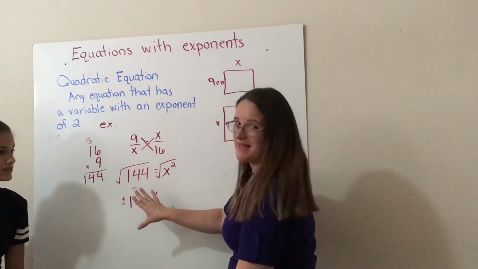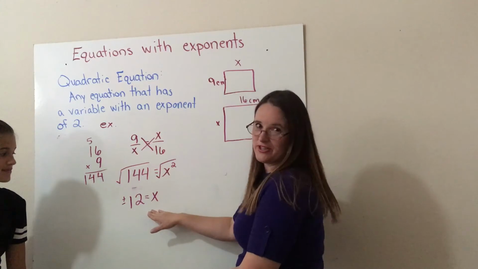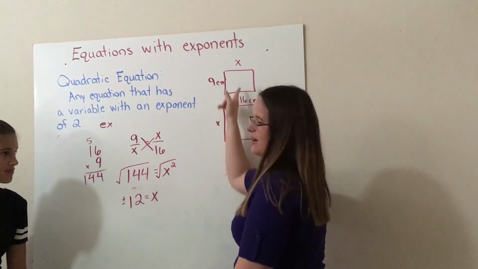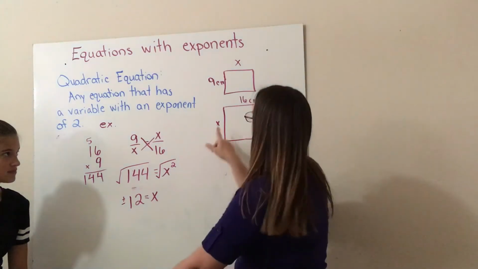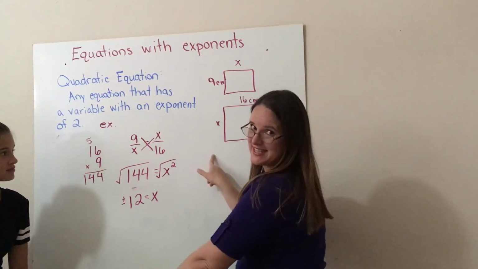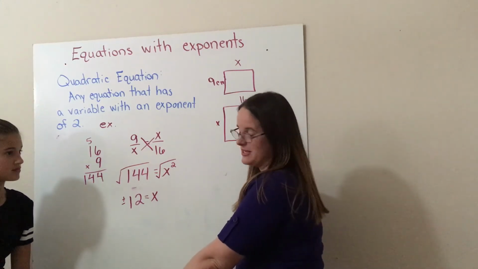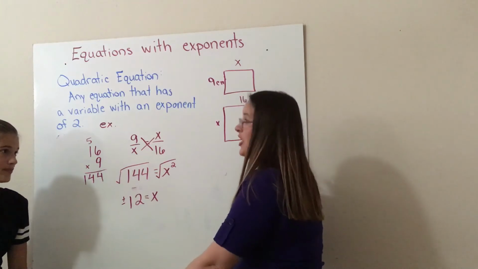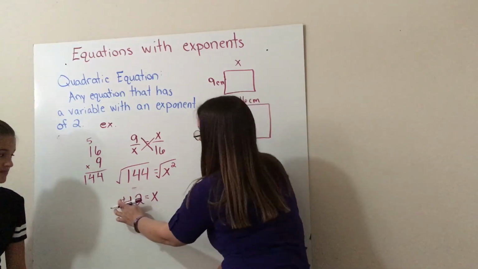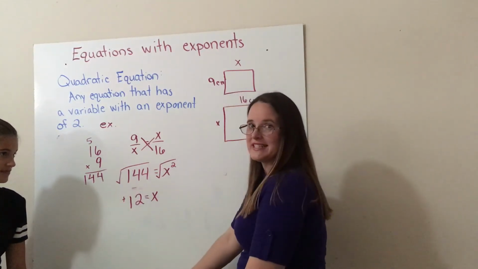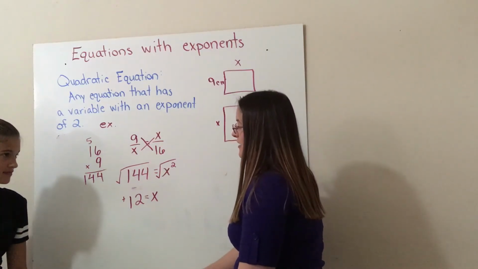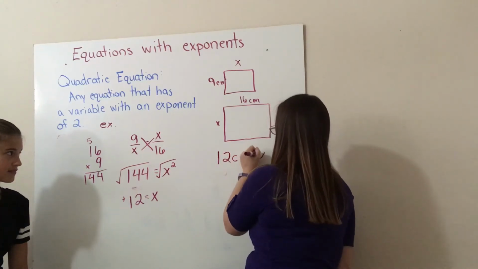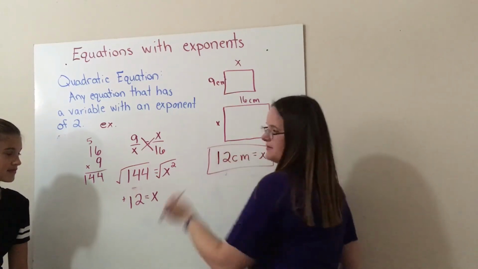So mathematically, this is what we're looking at with our numbers. However, we have to take the problem into consideration. We're talking about a distance, and we're talking about a number of centimeters. Can we have negative 12 centimeters? No. So in this particular problem, the negative does not make sense as an answer. So we know that our answer is just 12 centimeters equals x. Okay?